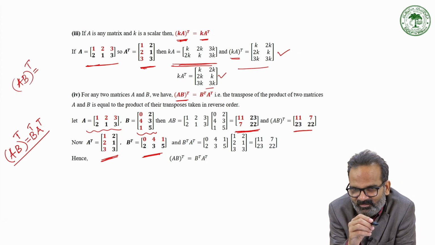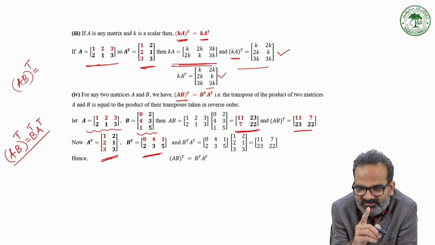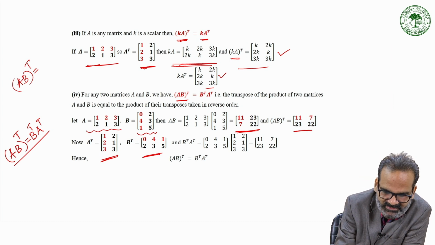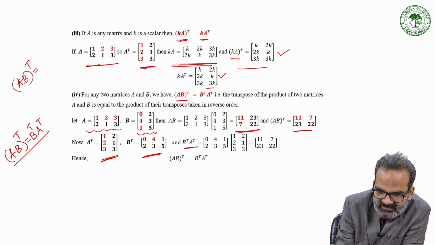The second column of B is 2, 3, 5. So the second row of B transpose should be 2, 3, 5. So this is how we can calculate A transpose and then B transpose. Now multiply B transpose with A transpose, right? This is B transpose and this is A transpose.